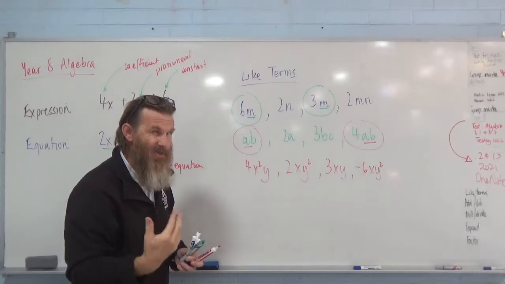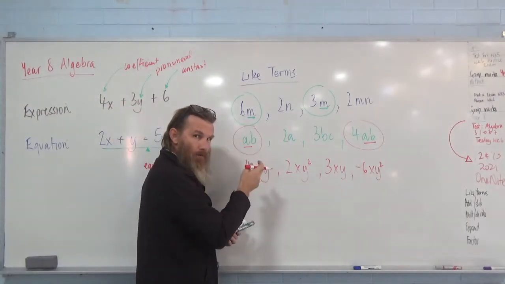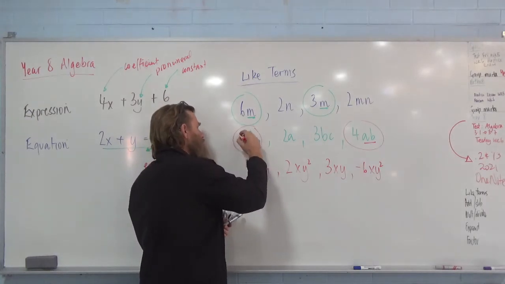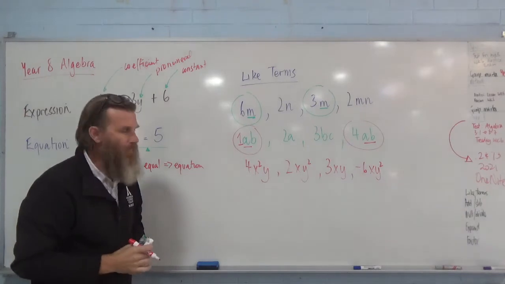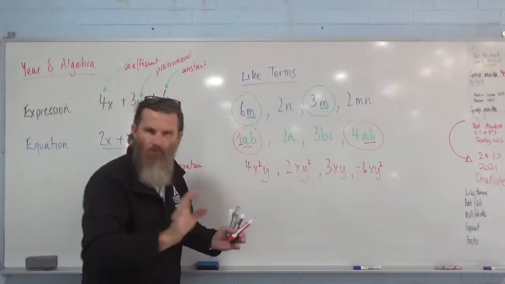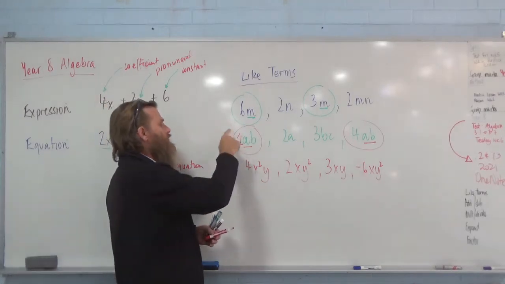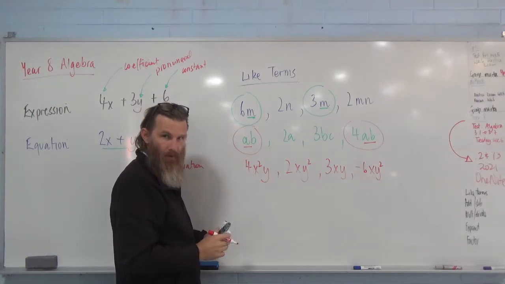We're a little lazy as mathematicians. So if we don't need to write something, we don't. This one here is really saying one lot of AB. But there's no need to write that, so we generally don't. If you write the one at the moment, not a problem. Okay? But try and get in the habit of recognizing that this means one lot of AB.